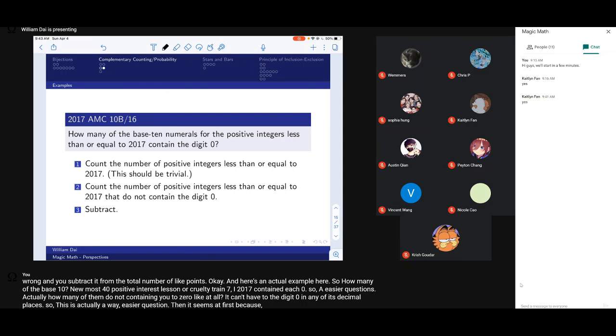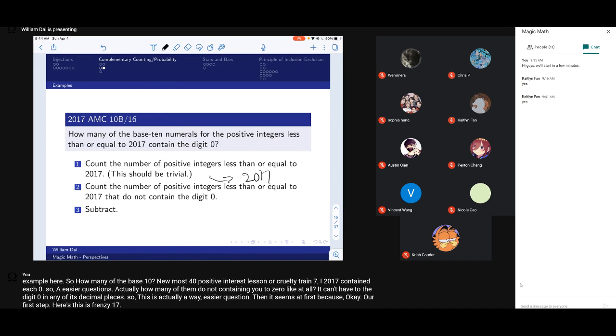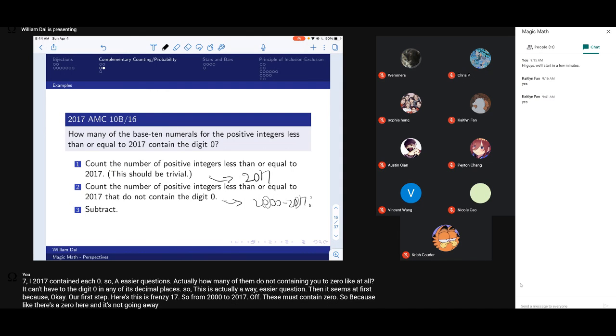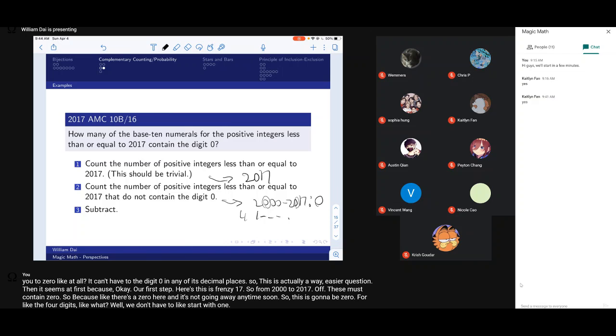because, okay, our first step here is this is 2017, and so from 2000 to 2017 all of these must contain 0, because there's a 0 here and it's not going away anytime soon. So this is going to be 0. And for the 4 digits, we only have the ones that start with one.